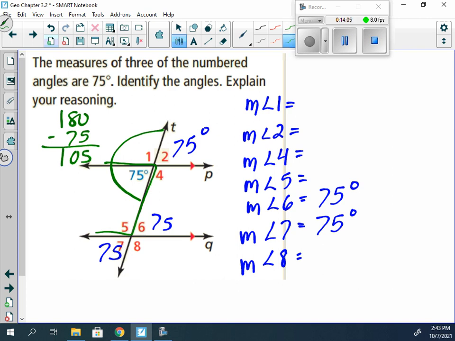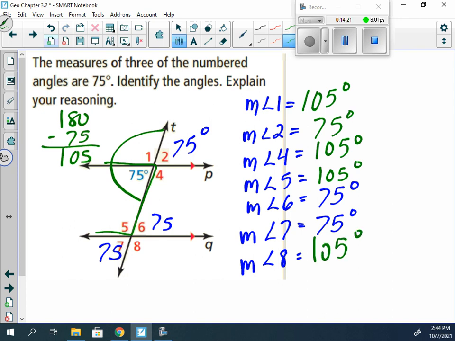So it means the measure of angle 5 is 105, which means the measure of angle 4 is, angle 2, angle 1 is, and angle 8 is 105. And that's it. Questions on this here?